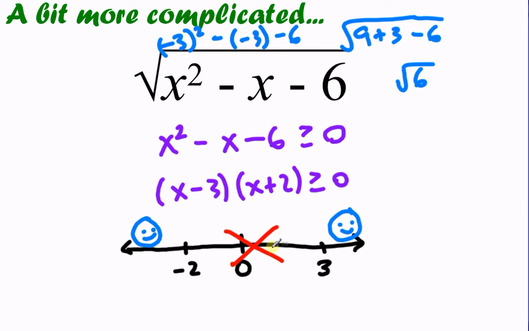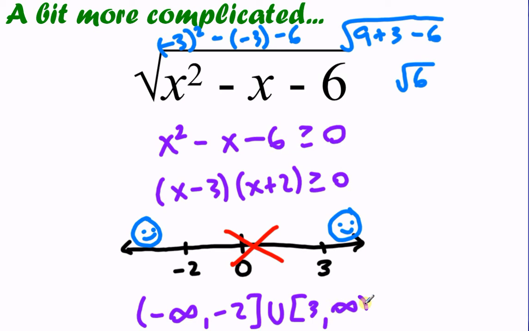Okay, so final answer here, we're going to say everything up to negative 2 worked. And again, we can use negative 2 this time, because square root of 0 itself is okay. So bracket on the negative 2. And then we're going to skip this whole middle region and just pick up with 3 and beyond. So 3 and beyond. Okay, so there are a few more complicated things we'll do with this, but for now, just remember, if you have a fraction, watch out for 0. If you have a square root, watch out for negatives.